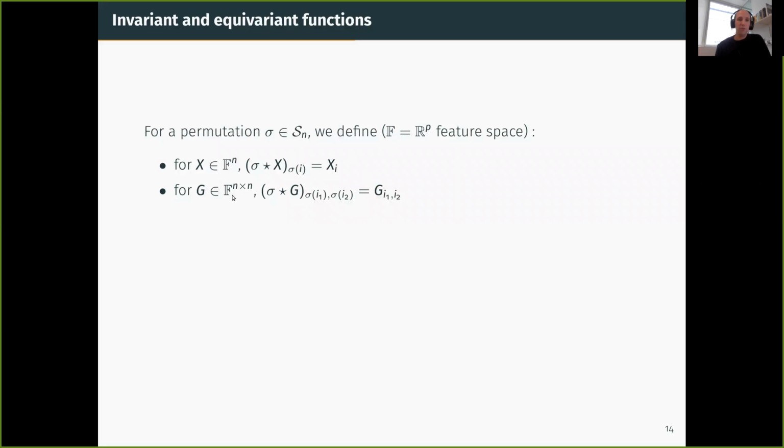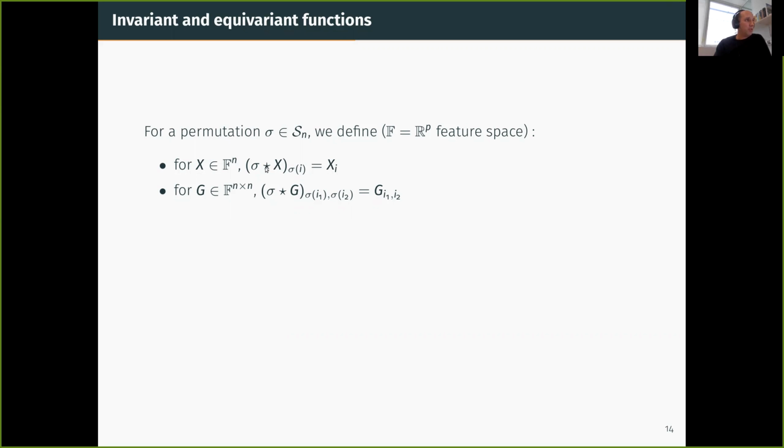And now the action of a permutation, so I need to define the action of the group on this tensor of order 2, and it's with this star operation, and this is exactly what you expect the star operation to be on a graph. You want to relabel the nodes, which means in terms of the matrix, you want to do the same permutation on the rows and columns.